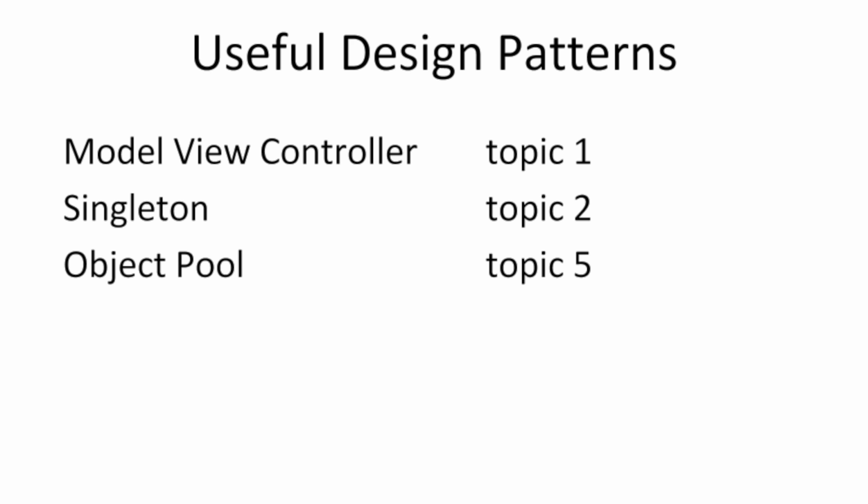Now, because the iOS platform is quite a modern platform, it actually builds a lot of these design patterns into its core. So you have to really understand design patterns to be able to develop effective iOS applications. The ones we're going to be using are three. We're going to start with what's called the model view controller design pattern, and we're going to be talking about this one in this particular video. But we're also going to look at something called a singleton pattern in the second session, and in the fifth session we're going to look at something called an object pool. So let's move on to the model view controller.